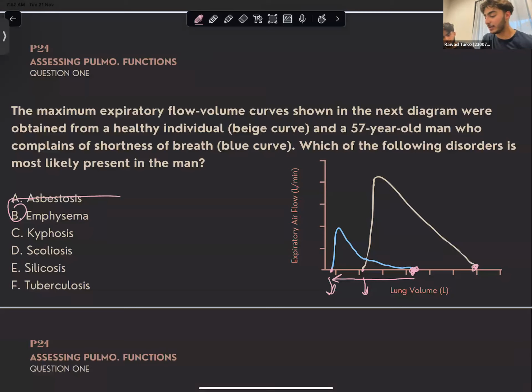Asbestos, I didn't take it. Kyphosis, I didn't take it. Scoliosis, didn't take it. Silicosis, didn't take it. Tuberculosis, didn't take it. I only took emphysema. So there's 2 ways to solve this, but use the first method.